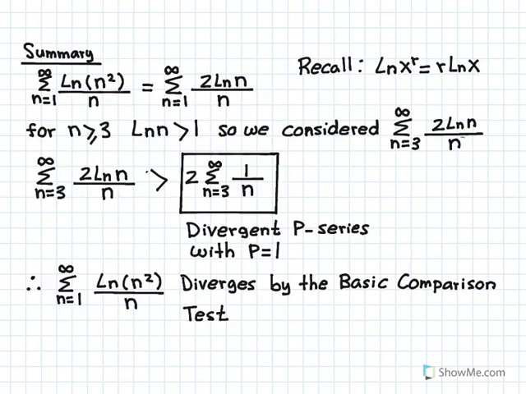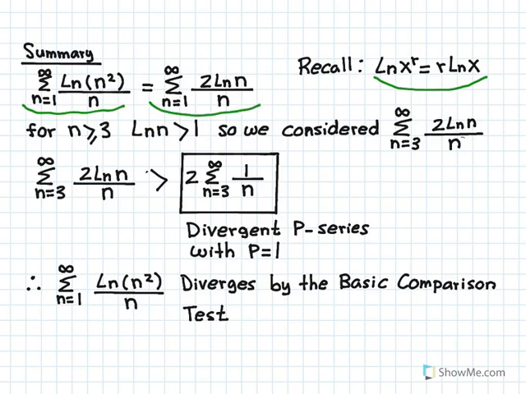All right, let's summarize that. That was a little bit hard, so we're going to summarize that. So we have summation n equals 1 to infinity log of n squared divided by n. The first thing we did is we applied the property of logs. We brought the exponent down. Log of x to the r is equal to r log x. So we brought the 2 down, and we have summation n equals 1 to infinity 2 log n divided by n.